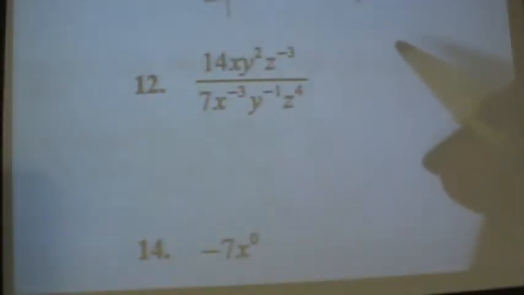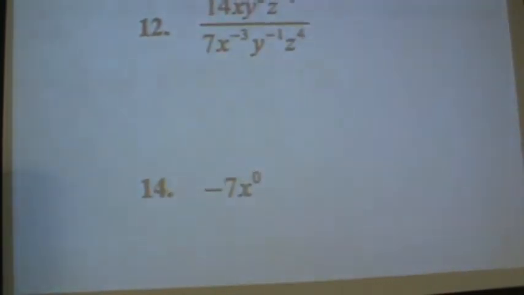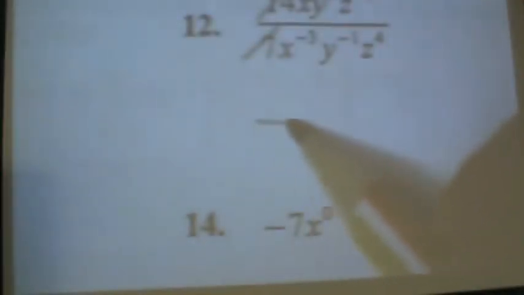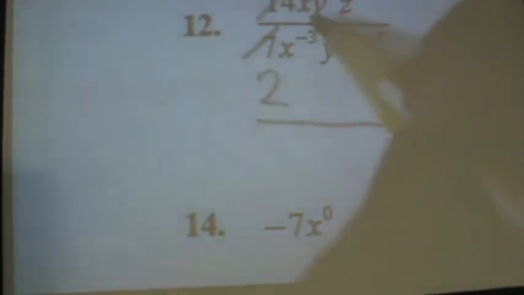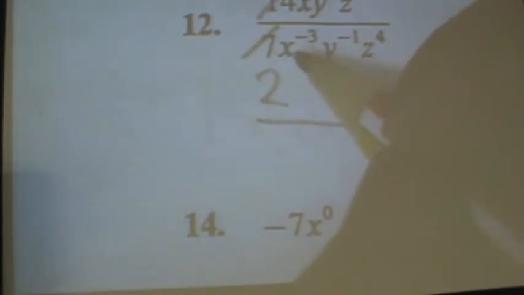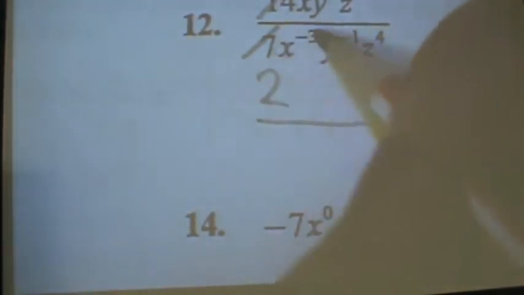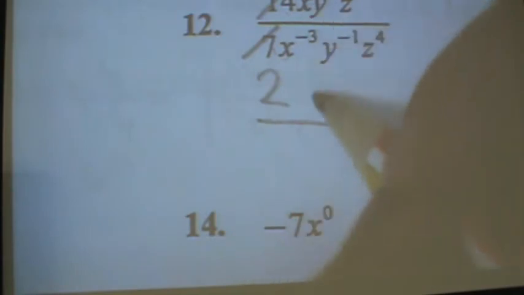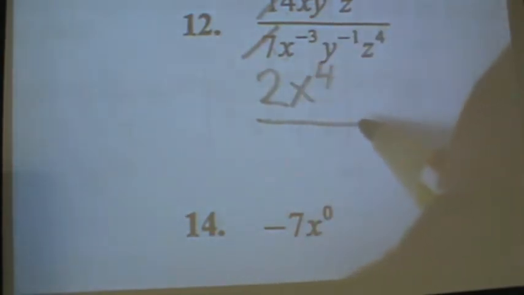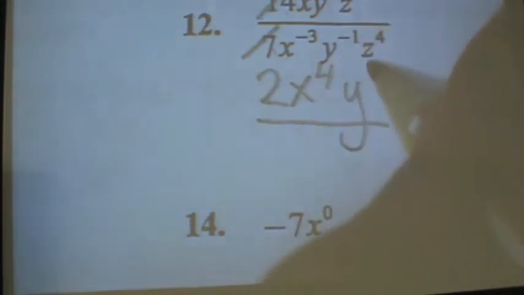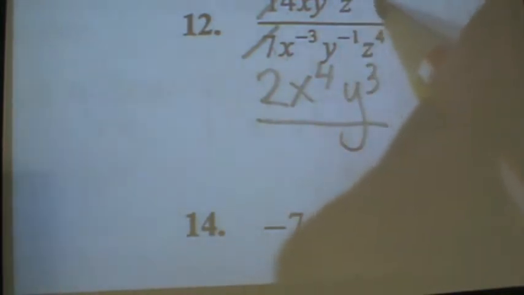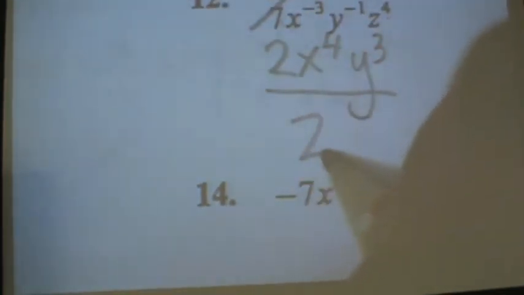Number 12. Okay, this one, what you're going to do is simplify. 7 goes into 14 2 times. Now we have x's. We have 1 x on top and 3 that are negative on the bottom. So these 3 negative ones are going to come up with this one, and you're going to get x to the 4th power. This y to the negative 1 is going to come up here. You're going to get y cubed. And this z to the negative 3 is going to come down here. Combine it with that, you get z to the 7th.